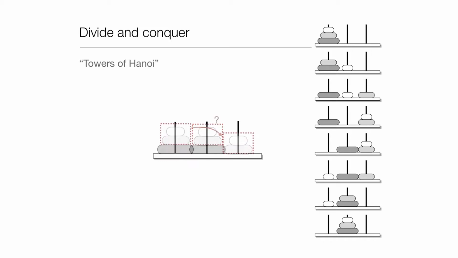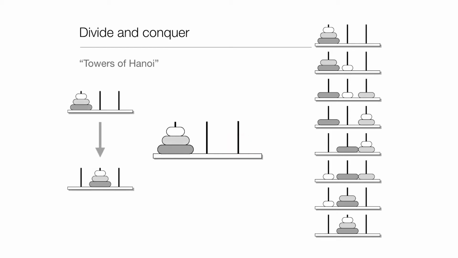Of course, how do we move the smaller 2? Well, that would consist of moving the smallest one, then moving the medium one, and then moving the smallest one on top of it. So you see, we're breaking down the puzzle of moving 3 disks into the puzzle of moving 2 disks, and then the rather simple puzzle of moving a single disk.